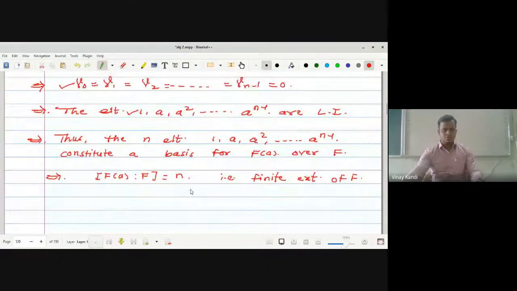Okay. So we saw that every finite extension is an algebraic extension. If an extension is algebraic, then if and only if it is a finite extension. Okay. Now there are some remarks.